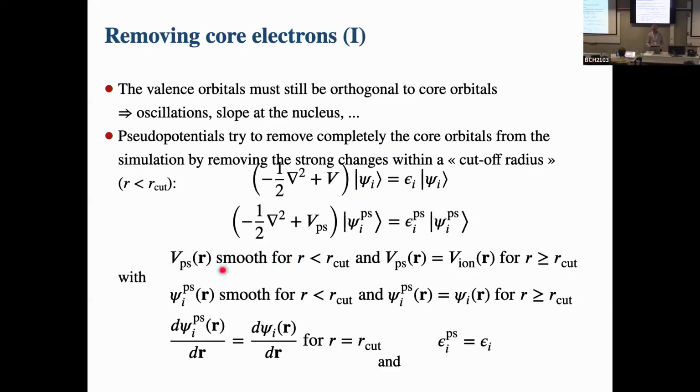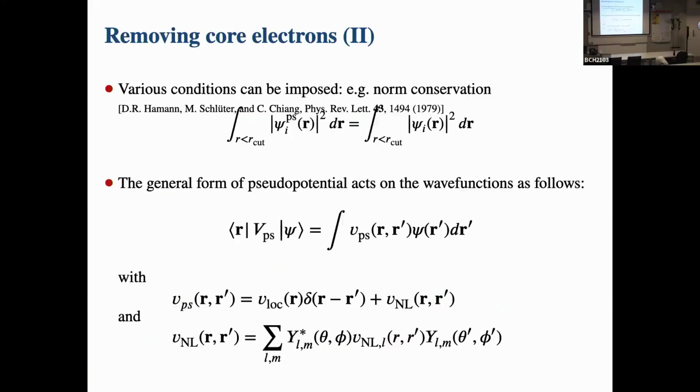So what you do is that you make this pseudo potential smooth below a certain cutoff in radius, and so the pseudo potential above that radius is going to be equal to the ion potential. The wave function is the same, so below the cutoff, it's going to be smooth, and beyond the cutoff, it's exactly the same as the one that we had before. And you can impose some constraints, such as the fact that the derivative at the radius before and after the radius is the same. And as I said, the most important criterion is that the eigenvalue should be the same.